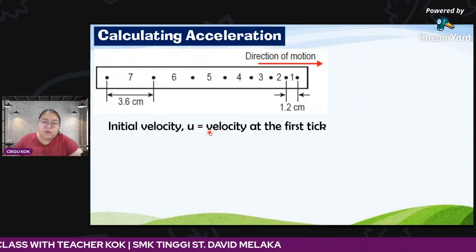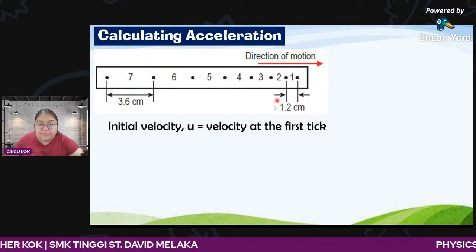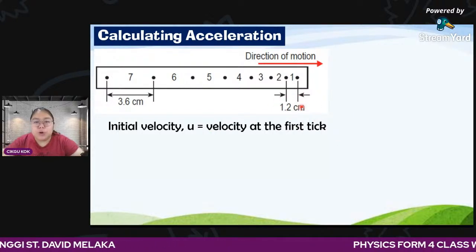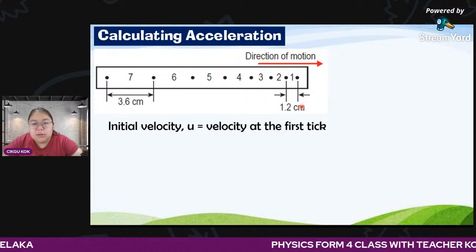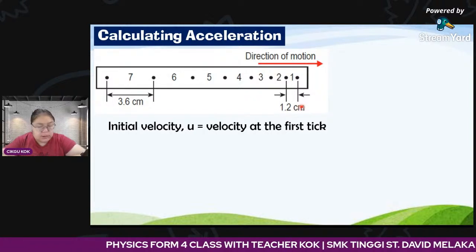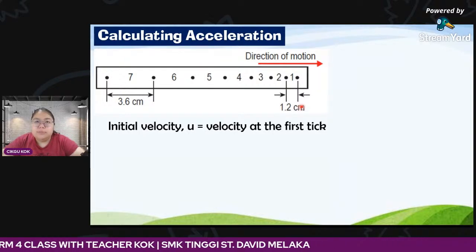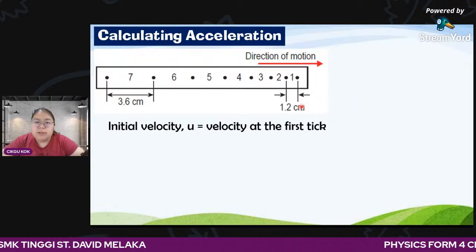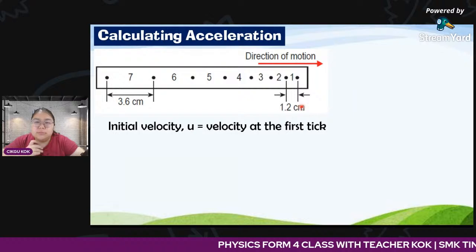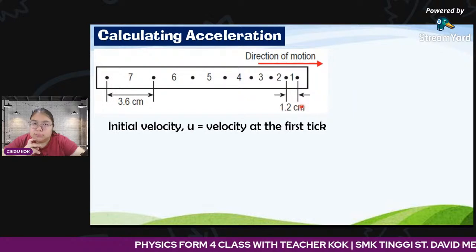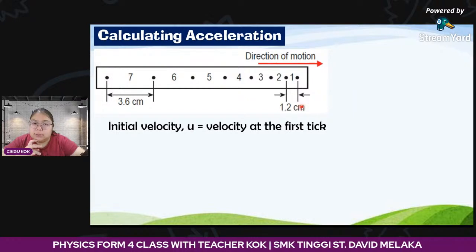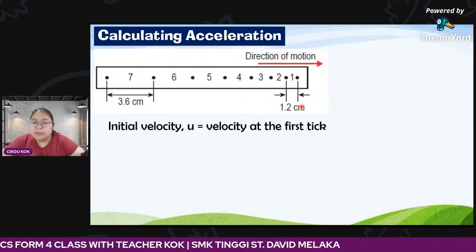Okay, initial velocity for the first tick. I want the first tick. So show me the answer. Okay, I just want the velocity for the first tick. Okay, what's the answer for the first tick? Okay, anybody can answer me?